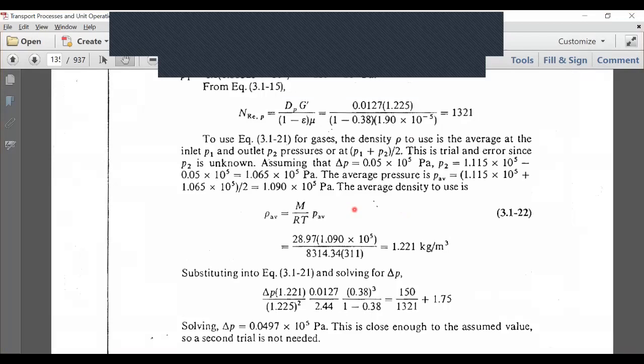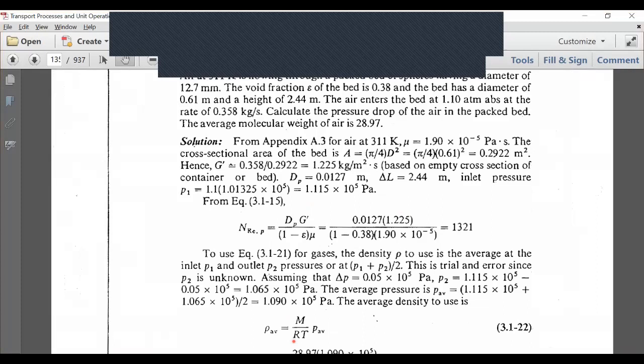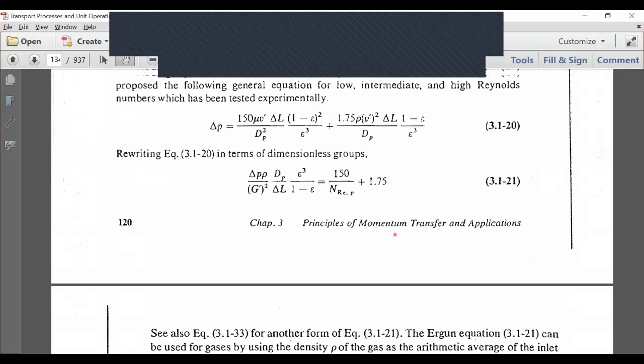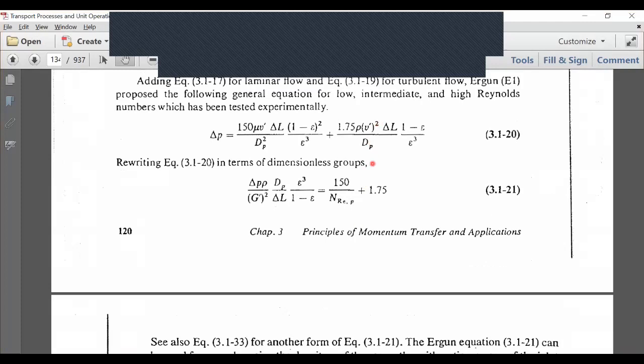So for gases, usually the pressure will change, right? So these two equations can be used as well for the gases.